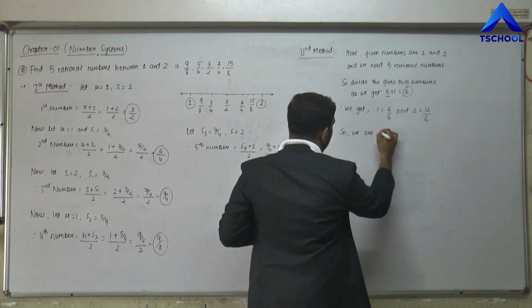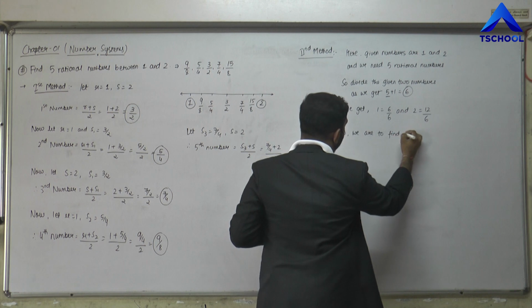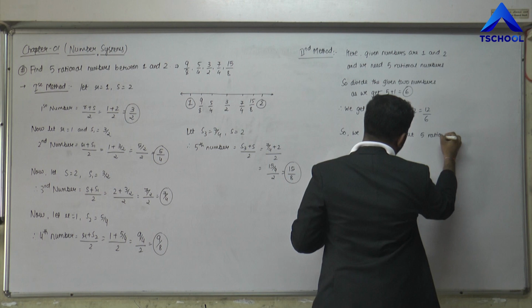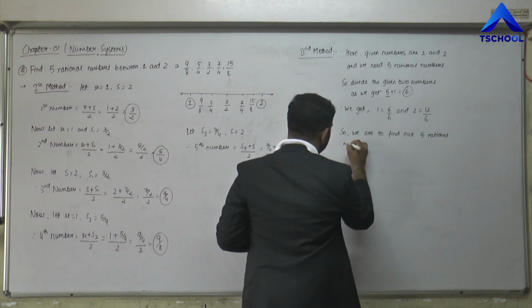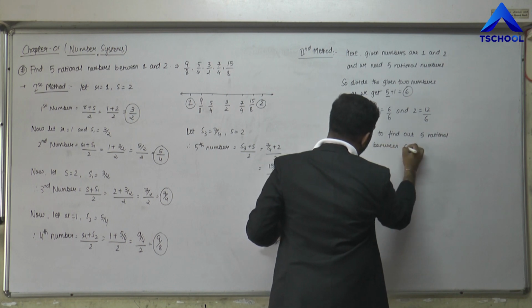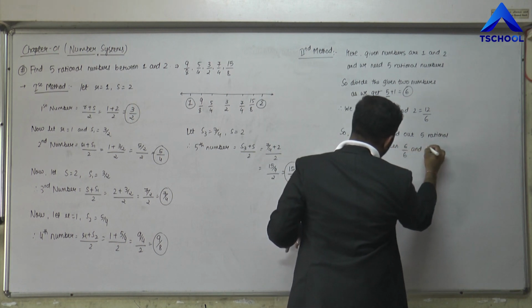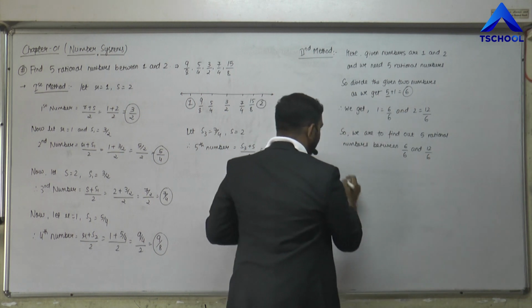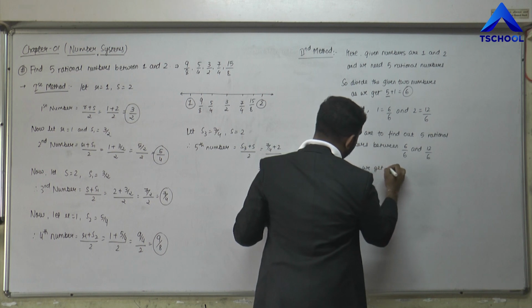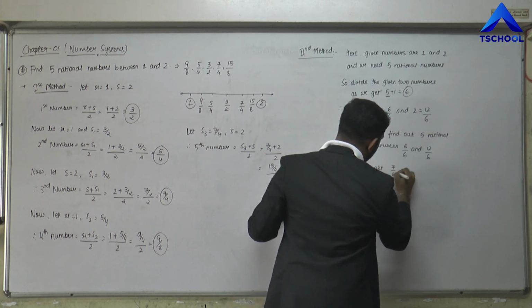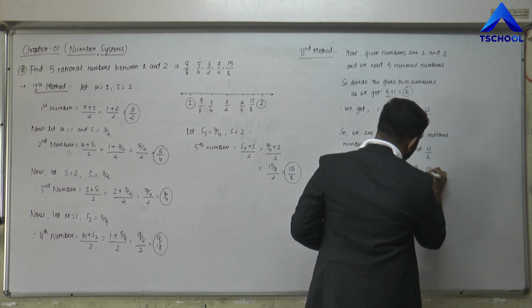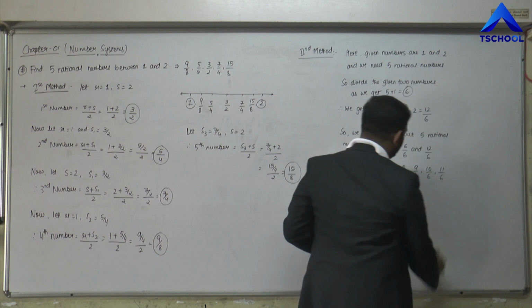So we are to find 5 rational numbers between 6/6 and 12/6. Hence we get 7/6, 8/6, 9/6, 10/6 and 11/6.